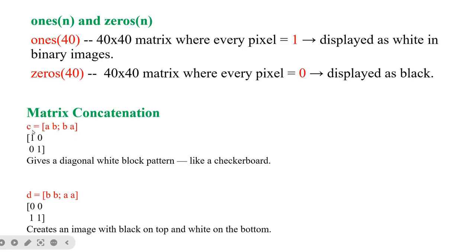Okay, so if we write this command, then we'll get this type of matrix, that is [1 0; 0 1]. This will give you a diagonal white block pattern like a checkerboard. One is black, one is white, no? One is white, black, black, white, like that. Then comes D = [B; A], where B is nothing but 0 0 and A is 1 1. So it will create an image with black at the top and white at the bottom.